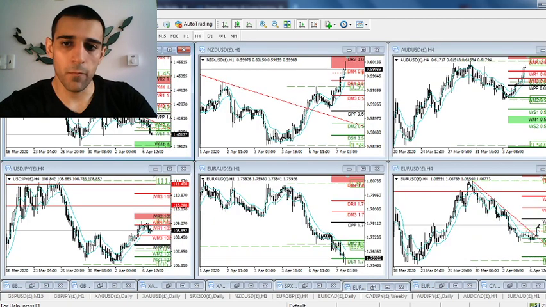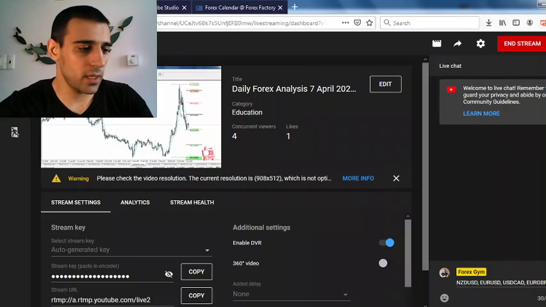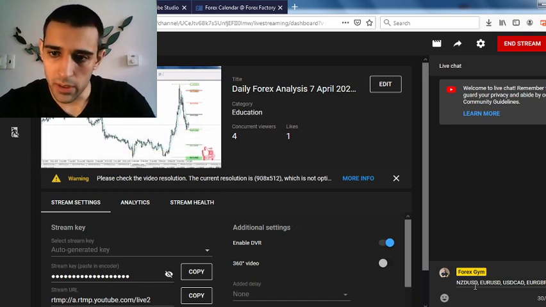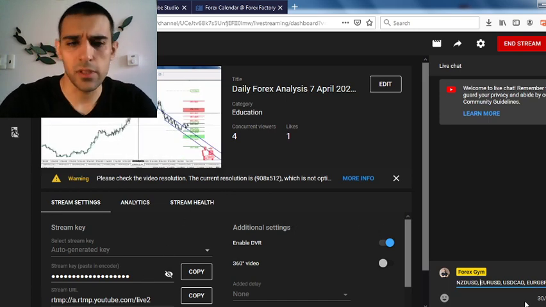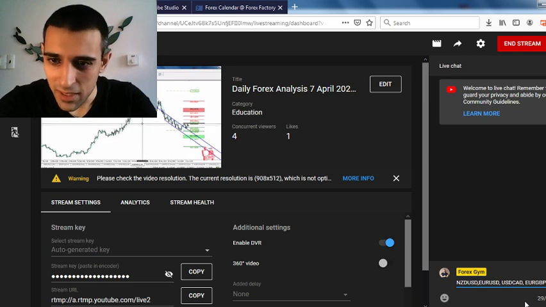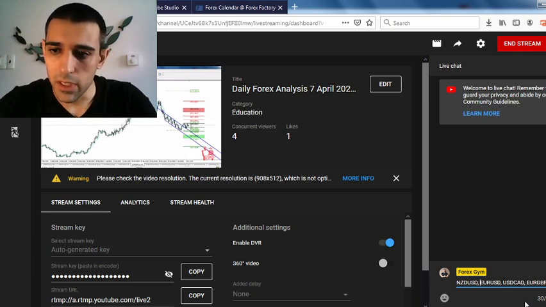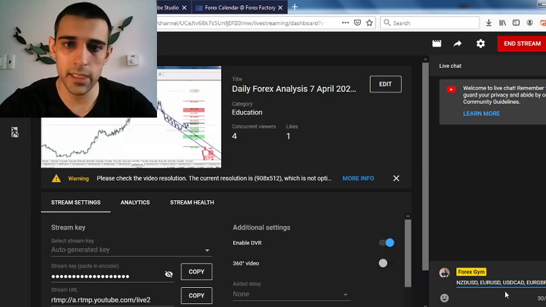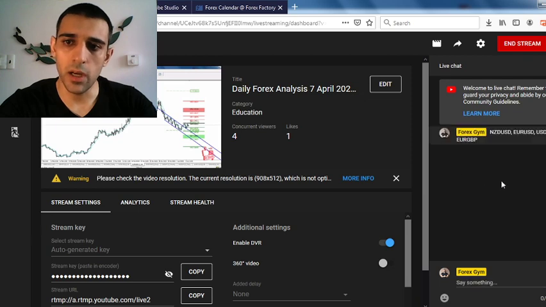So these were the 4 currencies. Let's see if anyone asked anything. So no questions, that's just good or bad. That saves me. So this was the order for the currencies. I'm going to post that in here: New Zealand against US dollar, Euro against US dollar, USD Canada, and Euro against GBP. So this was the order.